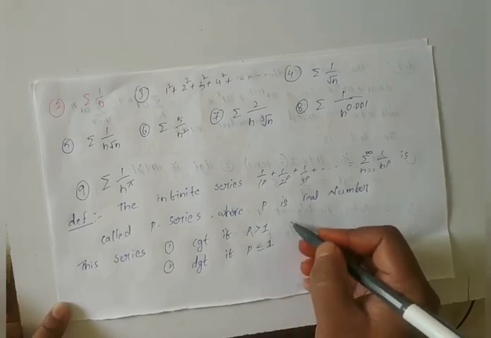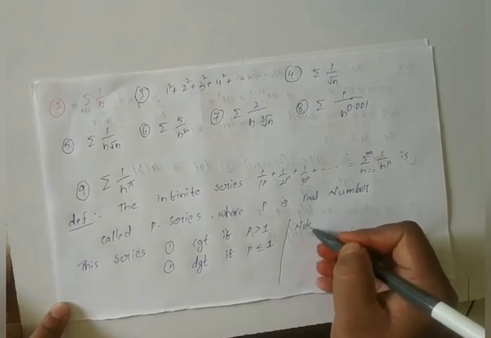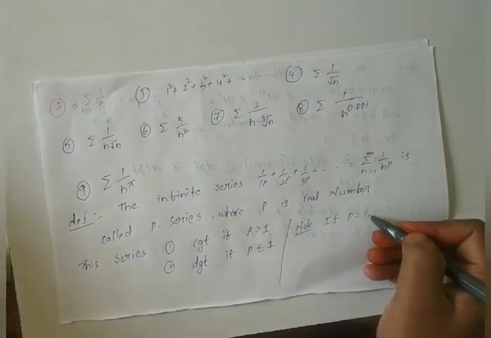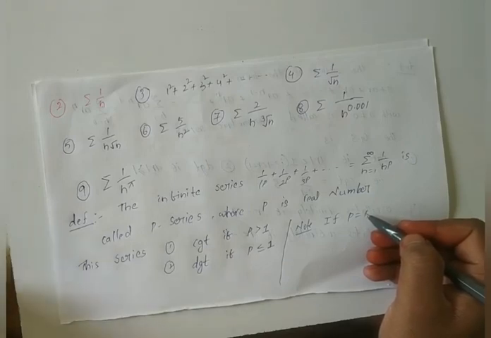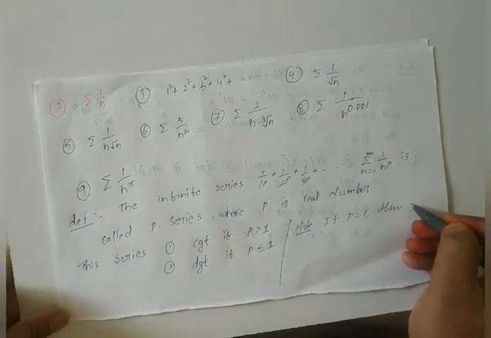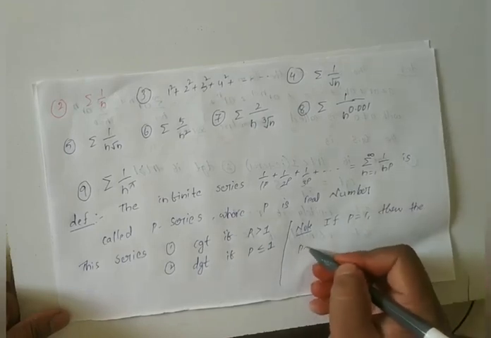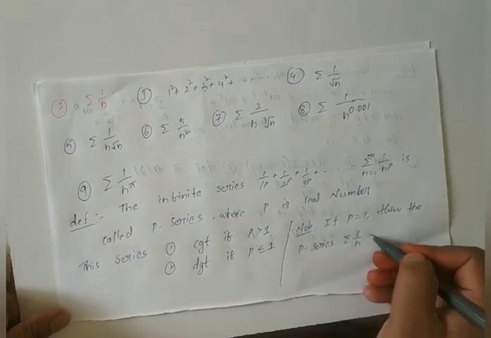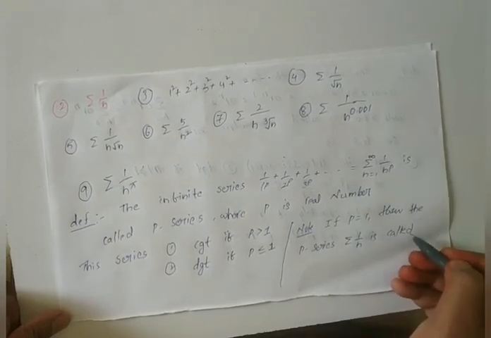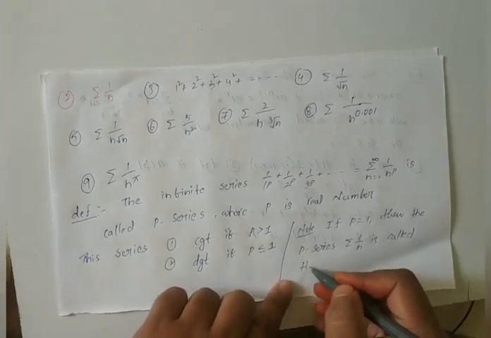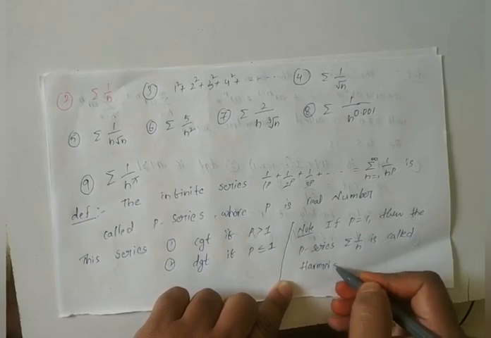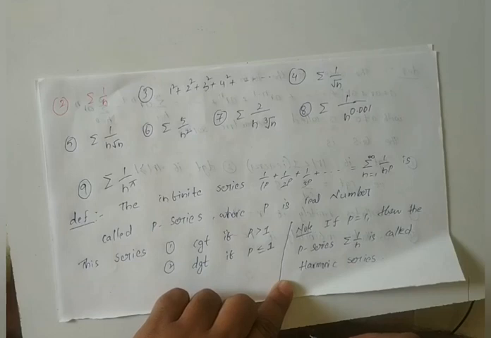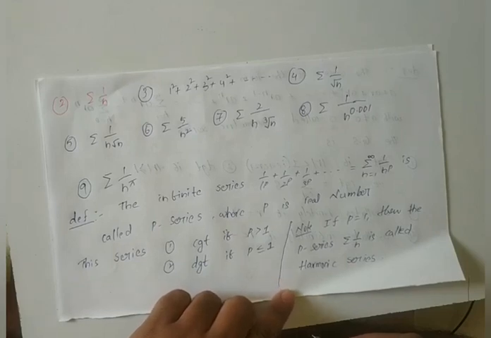Okay, write down a small note. If p is equal to 1, then the p series, that means summation 1 by n, is called the harmonic series.